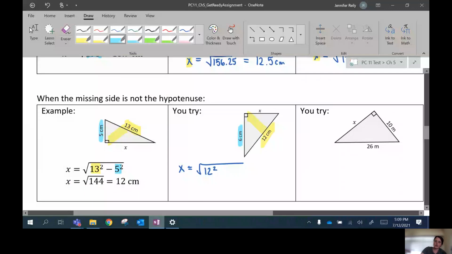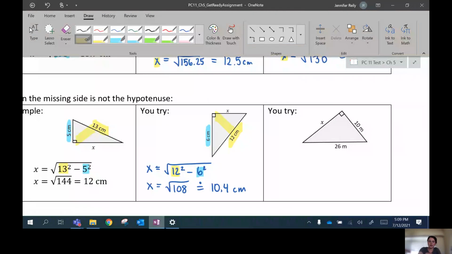So we're going to do the hypotenuse squared minus the leg squared. And that's going to give us the square root of 108. And 108 is not an exact perfect square. So we will get an approximate value, which is about 10.4 centimeters.